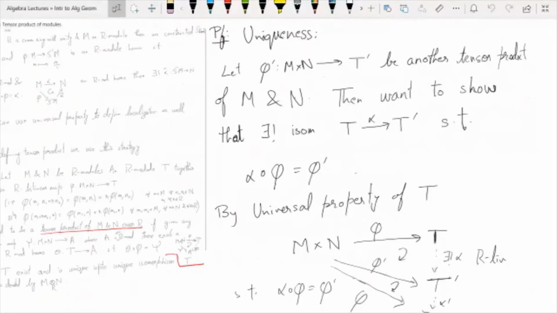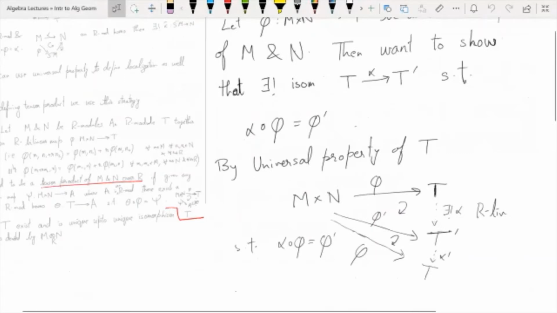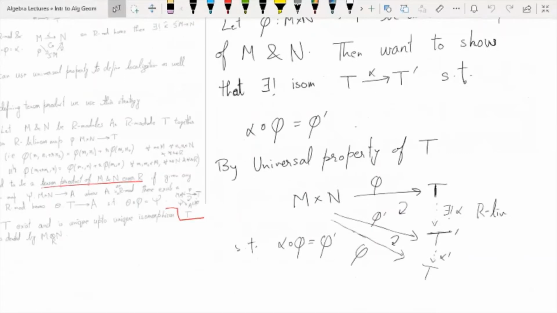Okay. So this is what we have to show: that there exists an alpha such that alpha composed phi equals phi prime, and that alpha is unique. By the universal property of T, and since phi prime is bilinear, we know that there exists a unique linear alpha such that this diagram commutes. So alpha composed phi is phi prime. We don't know whether it's an isomorphism or not.